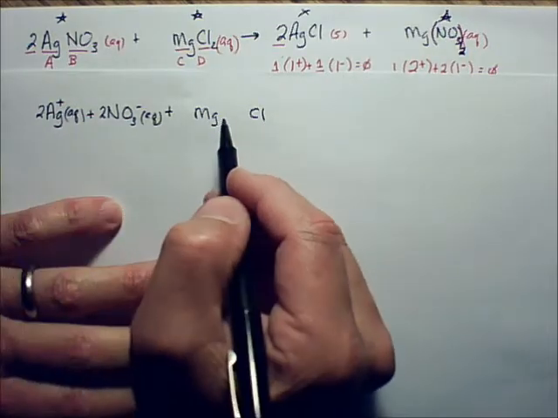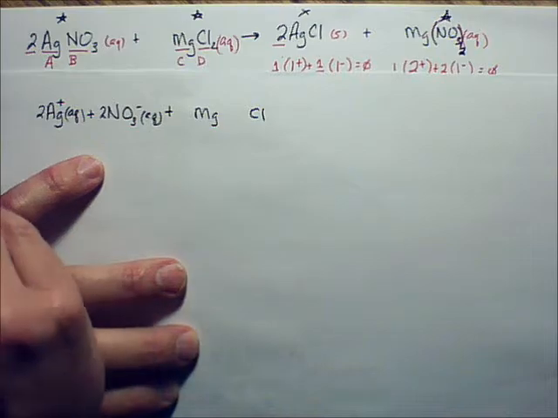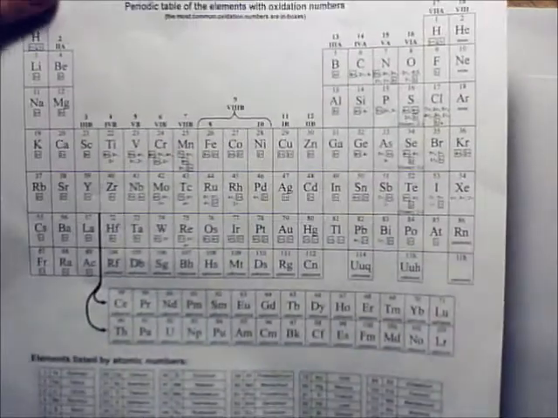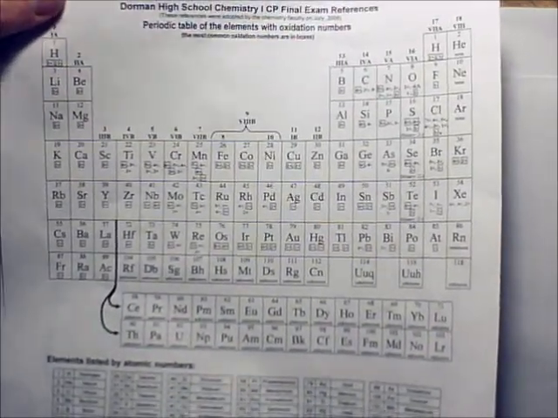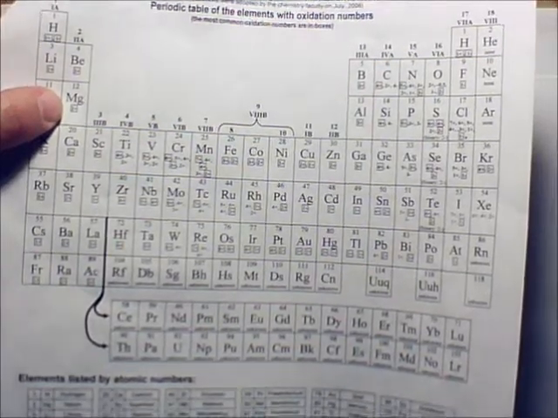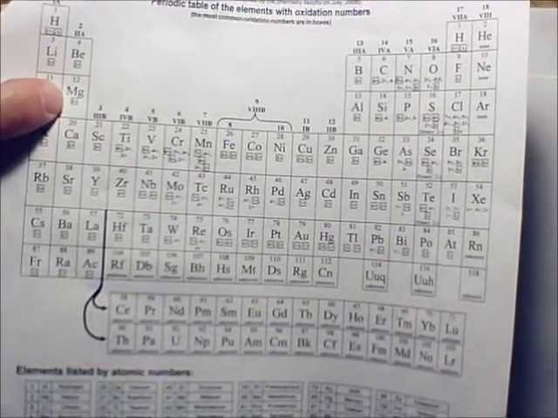Okay? We need to figure out what charges to put on those. And you go to the periodic table with oxidation numbers in your test references, this document right here, and you can see that magnesium only has one kind of charge number. So I don't have to worry about figuring out the charge number.